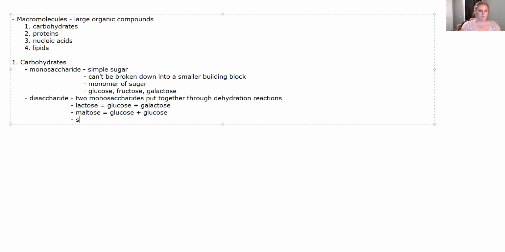Speaking of table sugar, we have sucrose. Sucrose gets its really sweet taste because not only do we have a molecule of glucose, we have fructose as well. And again, fructose is the one that's going to make it taste sweeter. So I'm just going to put in parentheses that this one is table sugar.